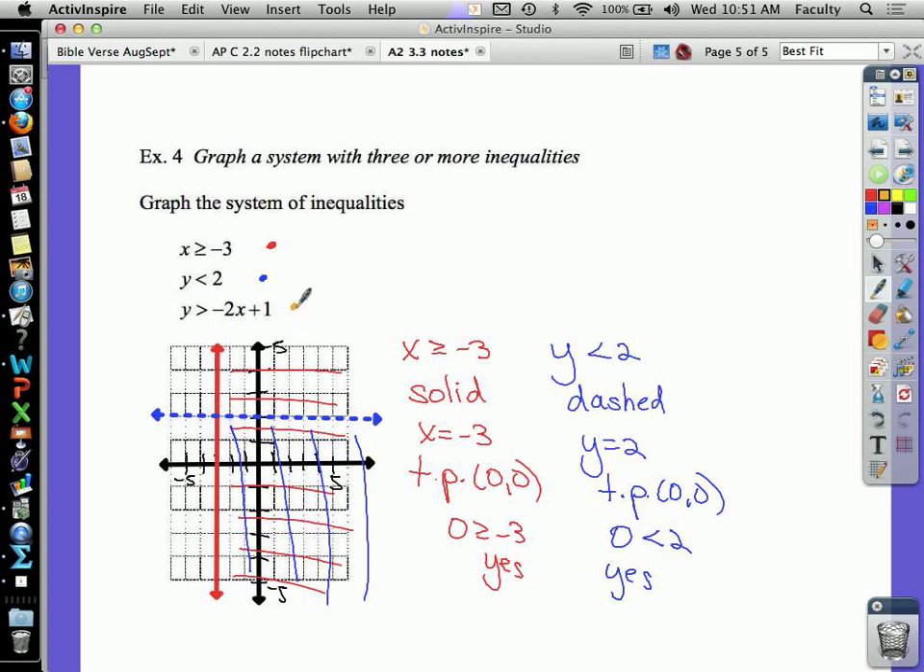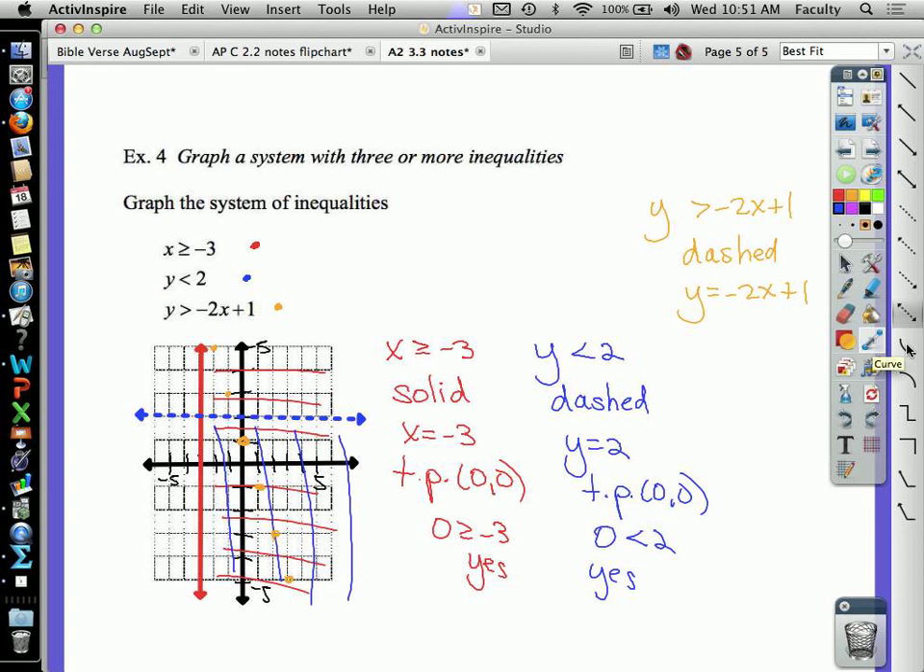Alright, now the third one, you need your third color. This one's dashed. y equals -2x plus 1. So here we go. I'm going to plot the y-intercept at +1 and then use the slope. Go down 2, right 1, down 2, right 1, down 2, right 1. Thank you. I need help, don't I? Okay, so we're going to do this dashed.